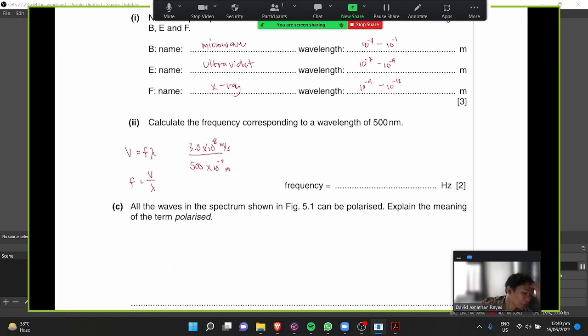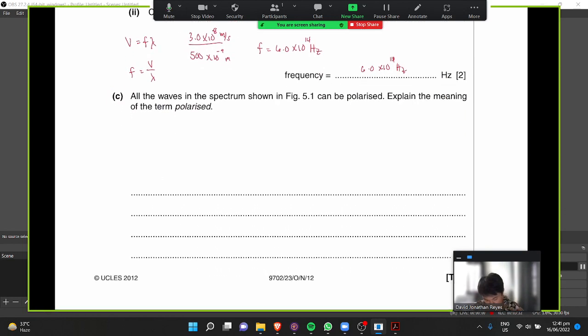Let's try to compute the value. This one gives you 6.0 times 10 to the 14 hertz. All right. What would now be the answer for the last one? All the waves in the spectrum shown in figure 5.1 can be polarized. Explain the meaning of the term polarized.